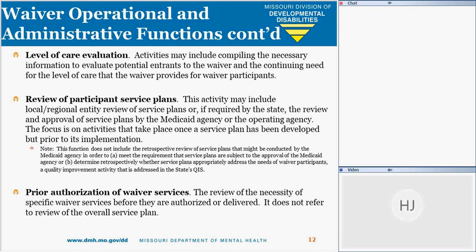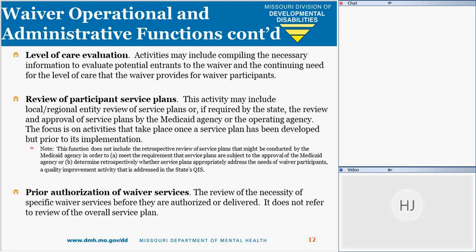The level of care evaluation. This is a process of assessing individuals' continual need for waiver services. Only individuals needing waiver services should be in the waiver. We have participant service plans. This is the process of reviewing the service plans prior to the service plan implementation. This does not allow in this section for us to go back and retrospectively review the service plans to determine what was appropriate for a waiver participant's needs.